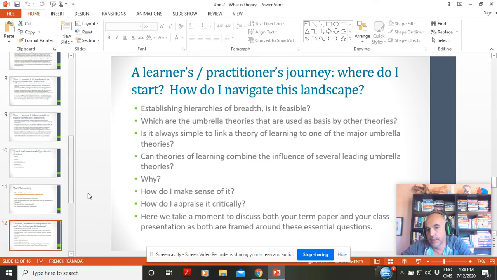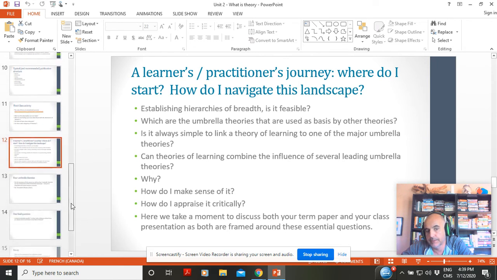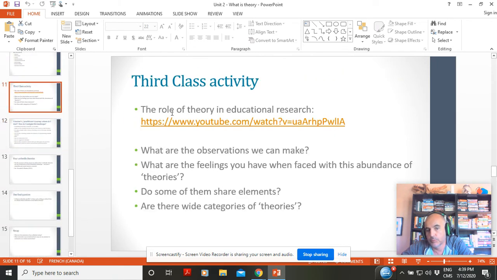And this goes on to develop that idea. Is there a hierarchy within this theory in terms of breadth? If there are some that are larger than the others, which ones are those? Can theories of learning combine the influence of several learning theories together? Can we merge them? Does it make sense? So you will probably tackle all of these questions in the recap. I'm not expecting you to contribute this to the forum, but to still continue that reflection, including these ideas, and then we'll recap in the forum. So mostly these two questions in the forum.